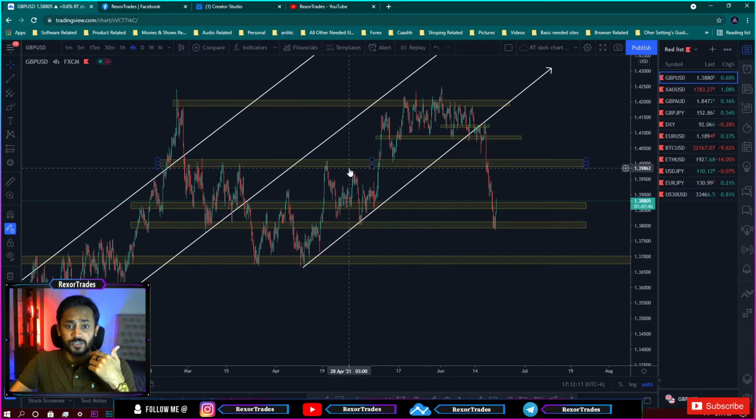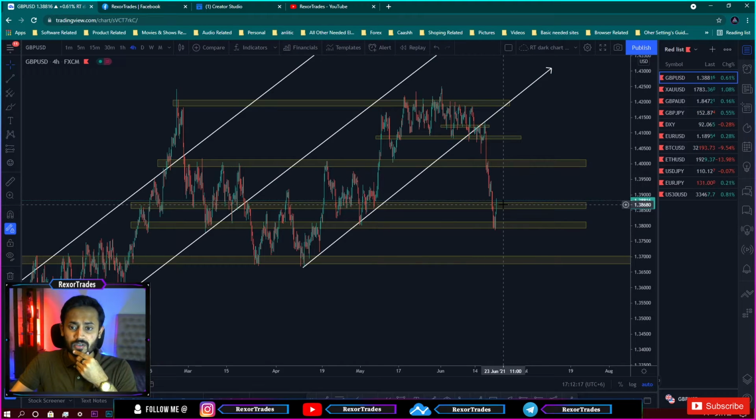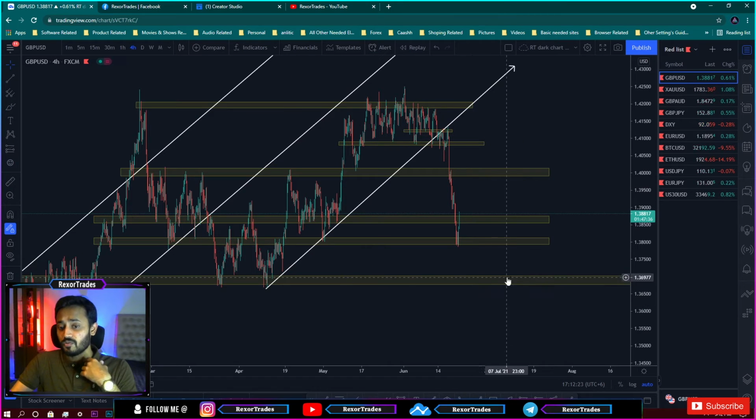As you can see, all these retest points over here on this zone seem to make it a pretty important key zone, and GBPUSD might make a pullback all the way towards this zone and then continue its move downward towards this zone.